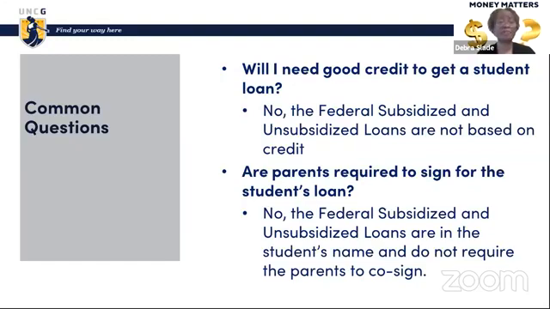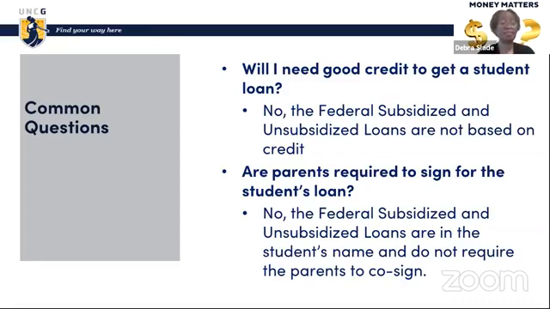And we also get questions, are parents required to sign for the student's loan? No. Federal subsidized and unsubsidized loans are in the student's name. They do not require the parents to co-sign for the loan. And a lot of times we get questions like, well, wait, they're 18 or they're not quite 18. Because of their status as a student in an institution of higher ed, they do not have to have a cosigner for those loans. So again, these are conversations that you want to have as you start to plan out your college financing. You want to make sure that everybody understands what the obligations are. So parents, you would not be on the hook for your student's loan.